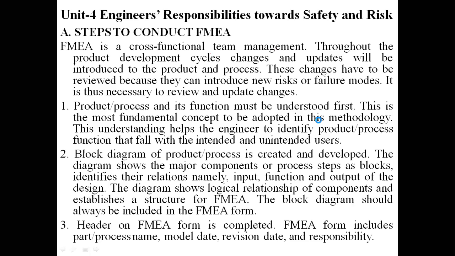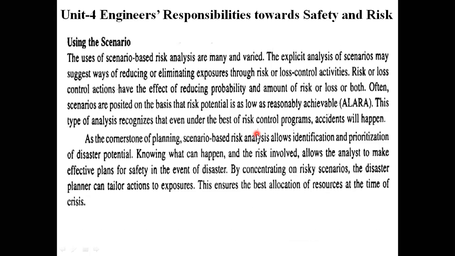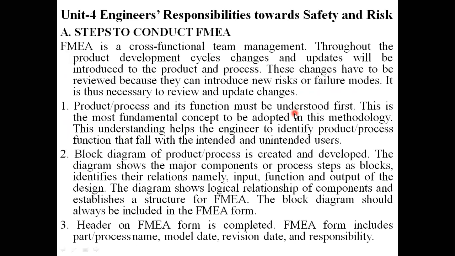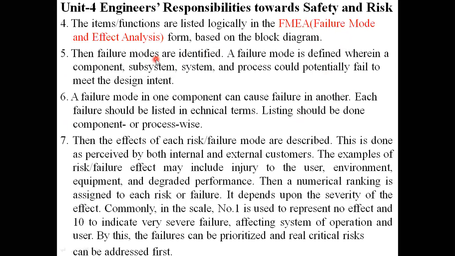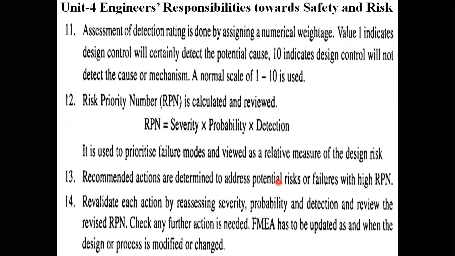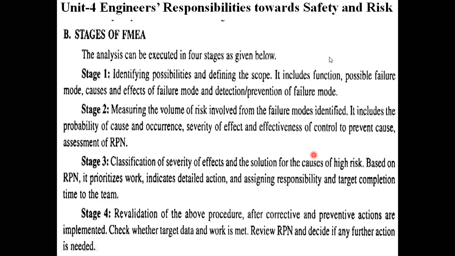In the previous class, we have seen FMEA. FMEA means failure mode and effects analysis. In that, we have gone through different points regarding the process and the probability factors, and what is the risk priority number. Risk priority number is given by S into P into D, that is severity into probability into detection. And in that there are different stages of FMEA.